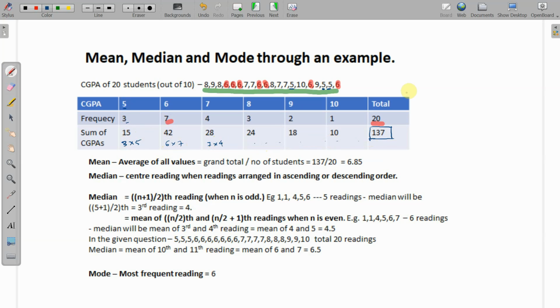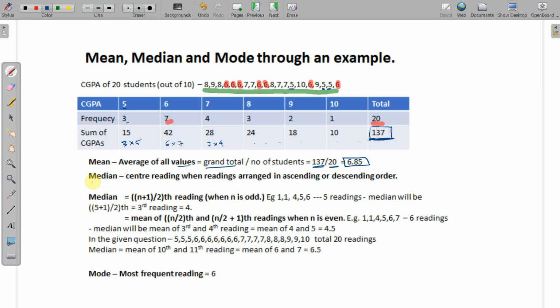Now you can get questions based on mean, median and mode on such a frequency distributed table. What do you mean by the mean? The mean is simply the average of all the values. So here the total average would simply be the grand total divided by the number of students. The grand total of the CGPAs is equal to 137. So the average CGPA would be 137 divided by 20. Your answer would be 6.85.